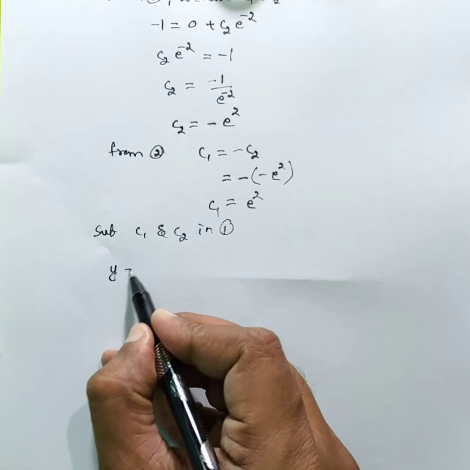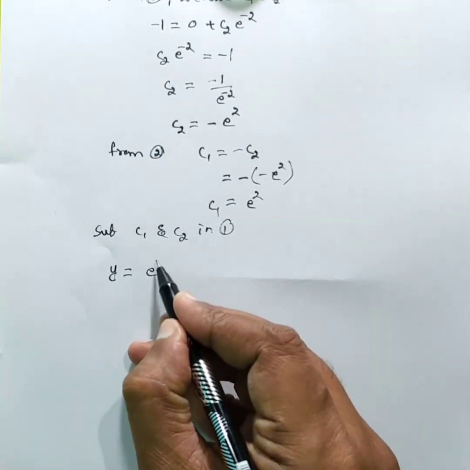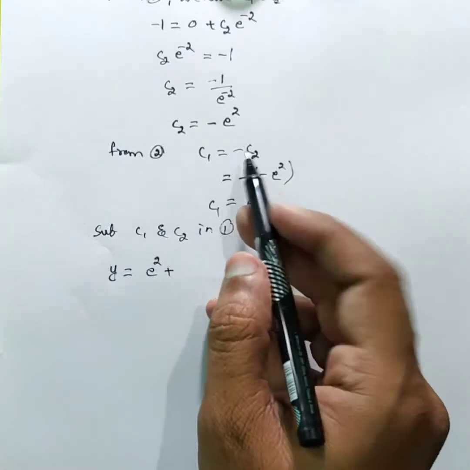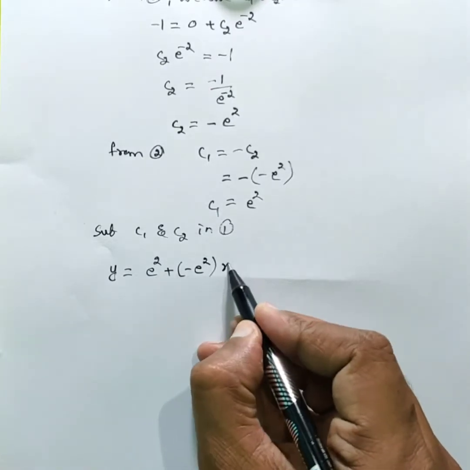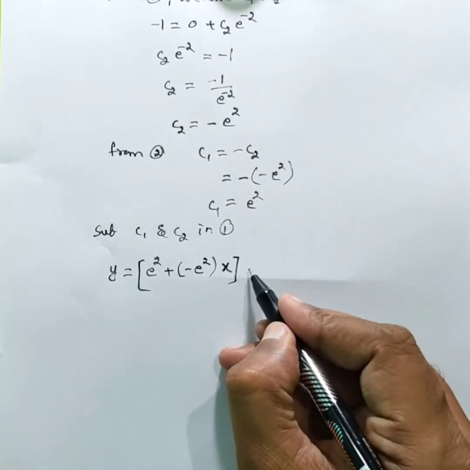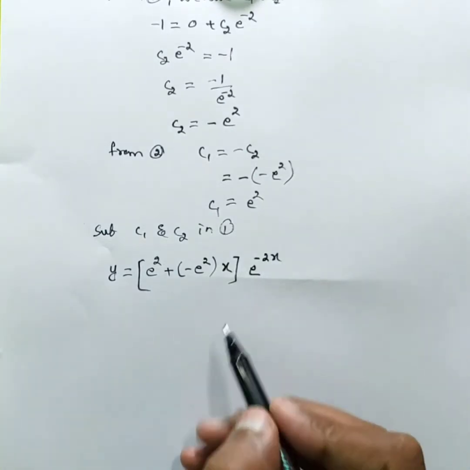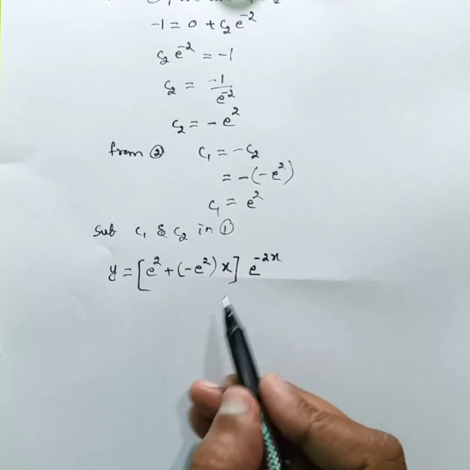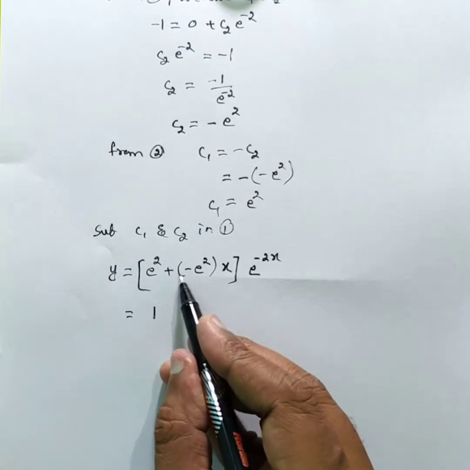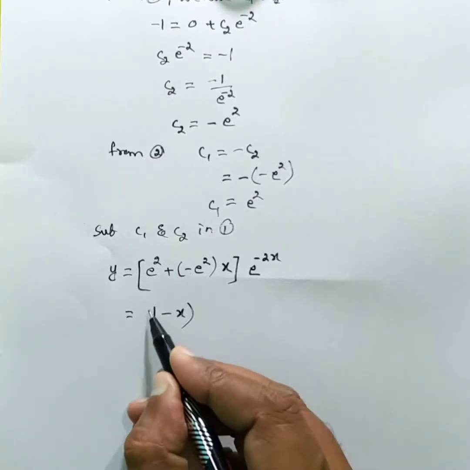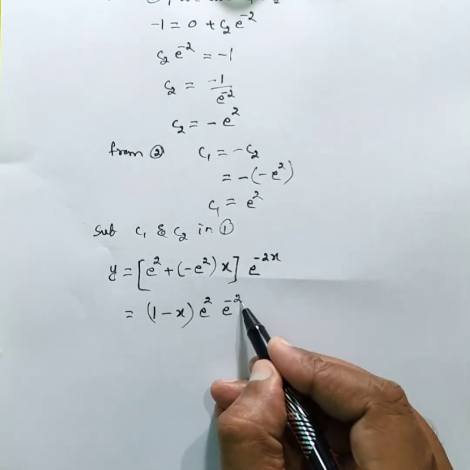So we have equation number 1 equal to C1 plus C2. C1 value is e power of 2 plus C2, and C2 value is minus e power of 2. C1 plus C2 x into e power of minus 2x. This is the solution we have. Or if I take e power of 2 outside, I will be getting 1 is left out here, minus into plus will be minus, x will be left out, and you have e power of 2, and this will be e power of minus 2x.